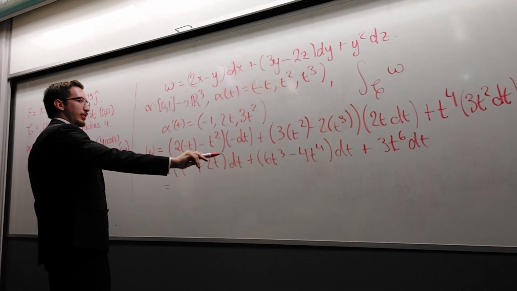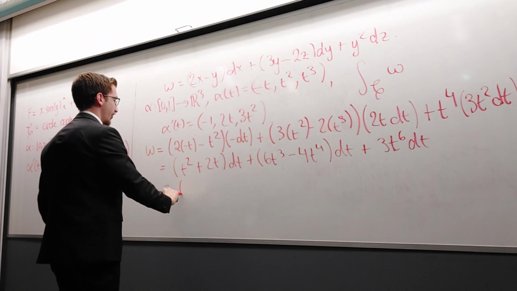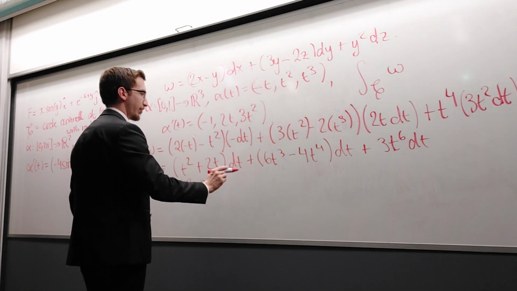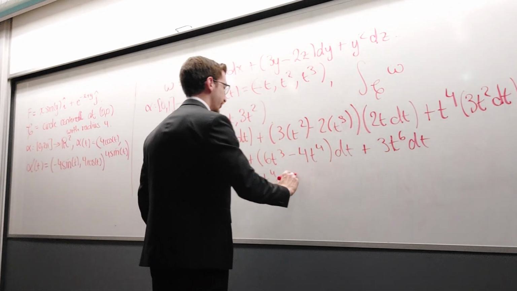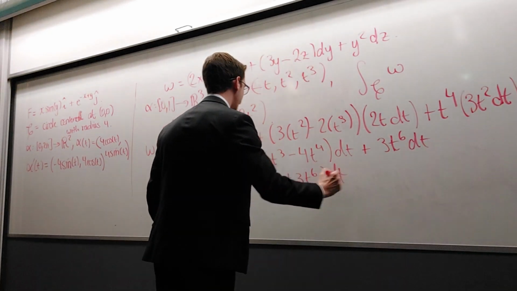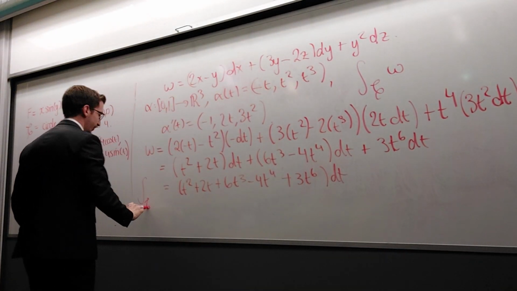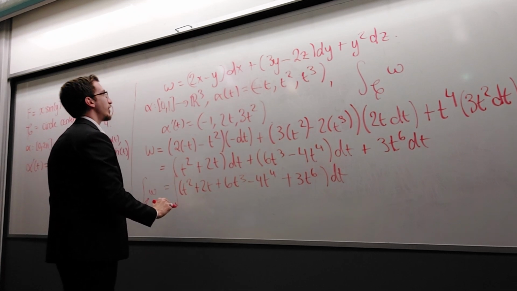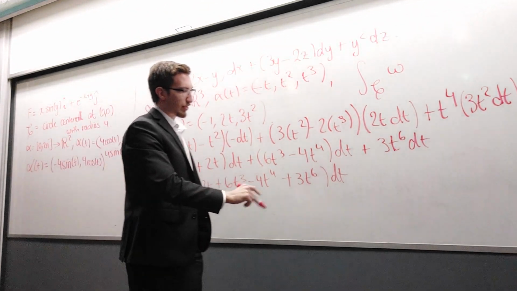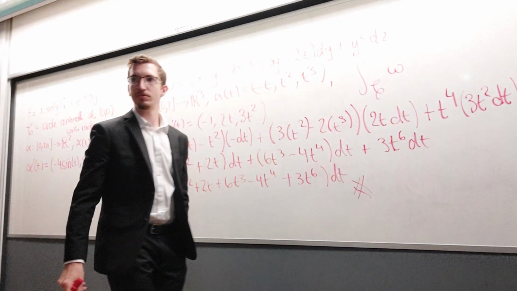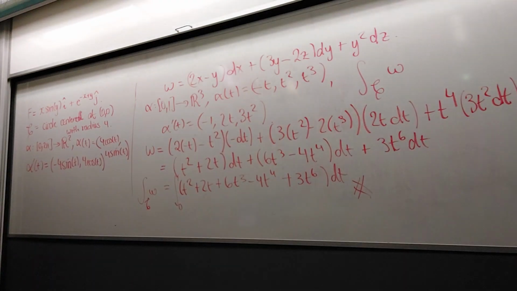And so, okay, I can write it like this as well if I wanted to. T squared plus 2t plus 6t cubed minus 4t to the 4 plus 3t to the 6 dt. And then the line integral over C of omega is the Riemann integral from 0 to 1 of this dt. Make sense? By the way, you'll lose marks if you leave it like that in the exam. Make sure you calculate it, okay?